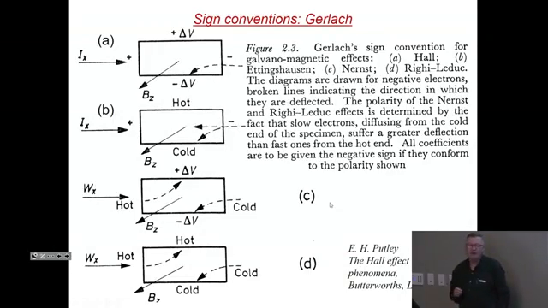Second thing you have to look out for when you measure thermomagnetic effects is the sign convention. And this is in Putley's book, The Hall Effect and Related Phenomena. It's one of the pages there, or you can use this class as the reference. But you must be careful with the signs of all the Ettingshausen and Nernst and so on.